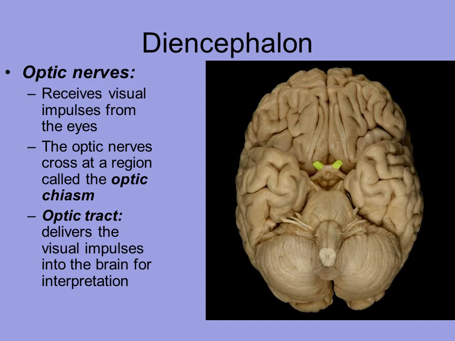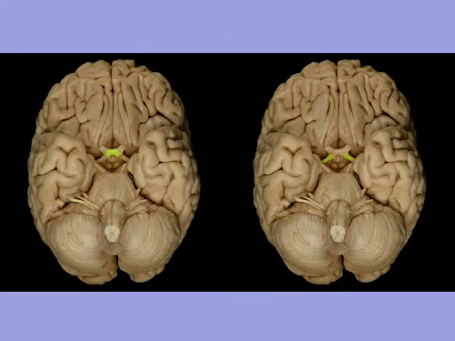The optic nerves are receiving the impulses from the eyes, and the optic nerve is going to cross over in an area that's called the optic chiasm. And then the optic tract sends that information once again to the appropriate region of the brain.